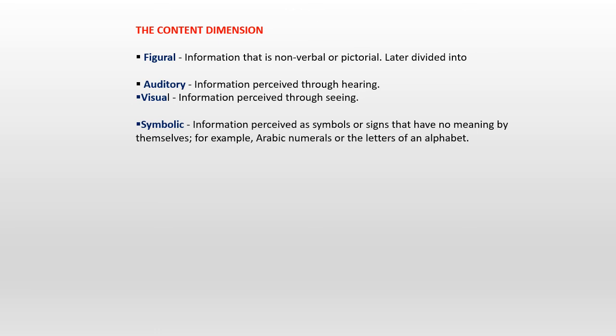Second, it is symbolic. That is information perceived as symbols or signs that have no meaning by themselves. For example, Arabic numerals or the letters of an alphabet. So any alphabet, if you see a Spanish alphabet, of course you will not understand it, but it will be some kind of symbol to you all. So that is symbolic. Something which you don't understand and it resembles a certain kind of signs, and that also is a kind of symbol which is there in the brain.